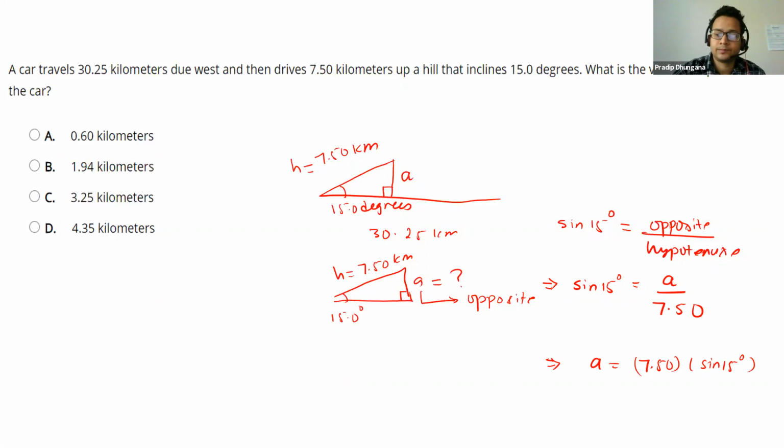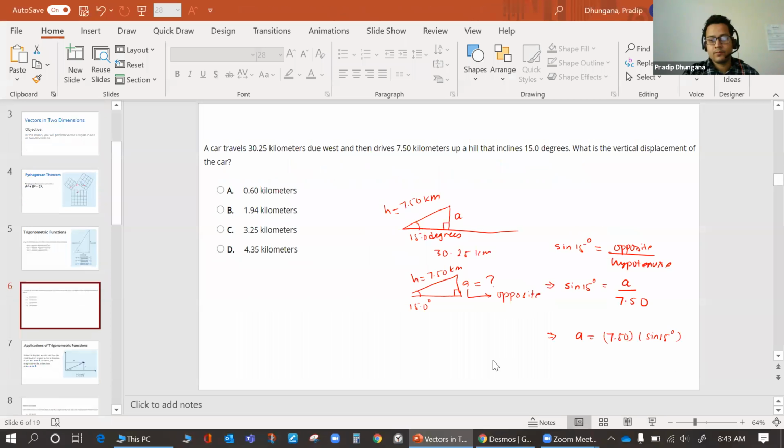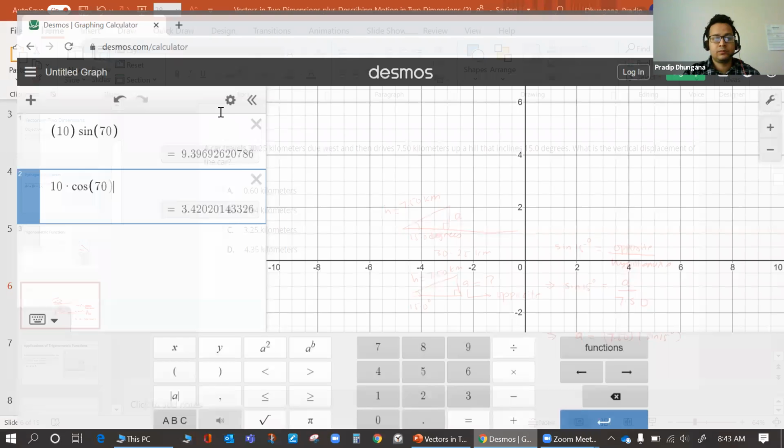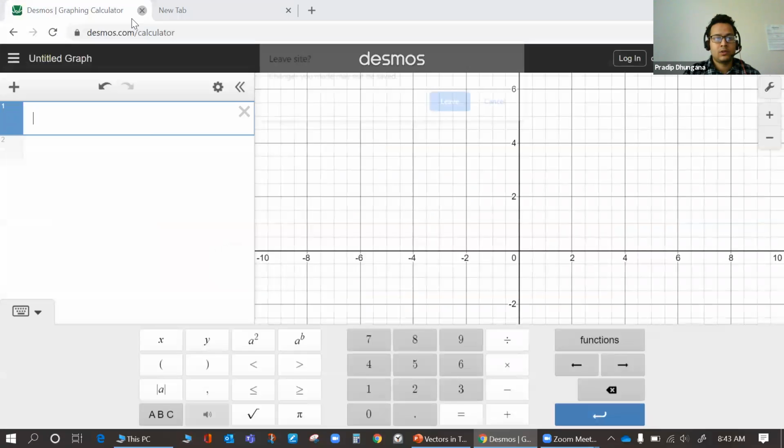If you have any calculator from which you can calculate trigonometric functions, that's fine. Otherwise, let's use Desmos. We are calculating 7.50 times sine 15, and I'll show you how to do it in Desmos. I'll keep it. Let's go to Desmos. I'll erase everything and start from the beginning so that you will have an idea.